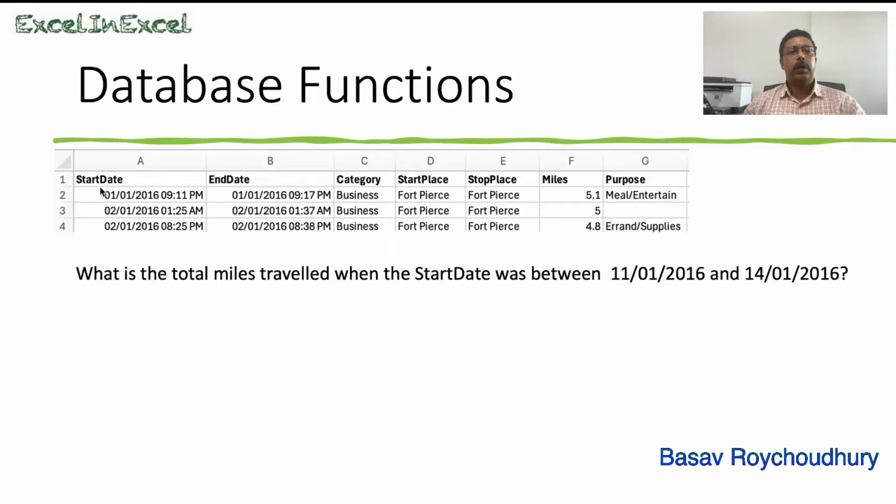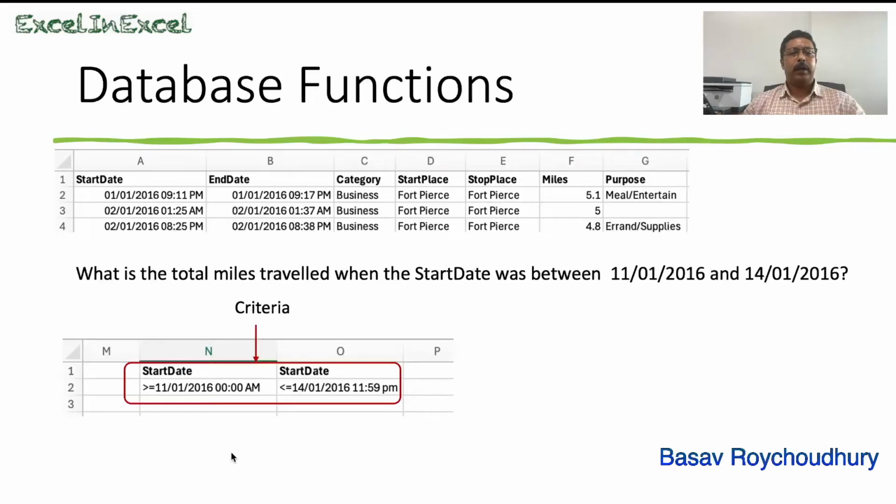Now, in this case, what we're looking at is start date. You see, both the conditions are based on start date. So the start date should be greater than or equal to 11 January and the start date should be less than or equal to 14 January. So what we'll do is, we'll write our criteria like this. Notice here, we are using start date in both places. So we are saying start date should be greater than or equal to 11 January 2016, and because time is also considered here, I am also putting in the time, and that the start date should be less than 14 January 2016 up to 11:59 p.m.